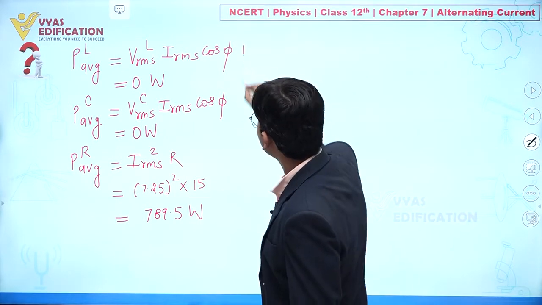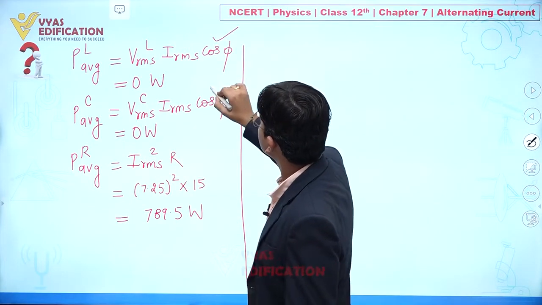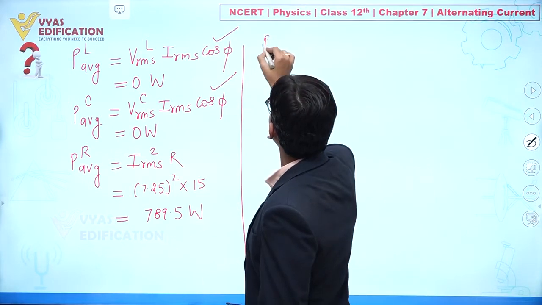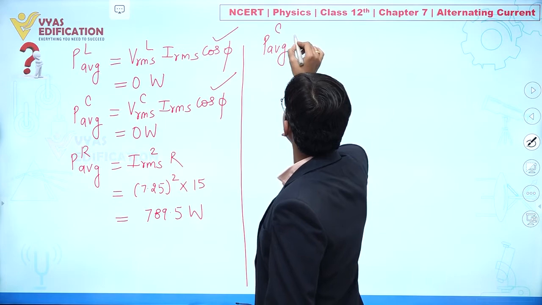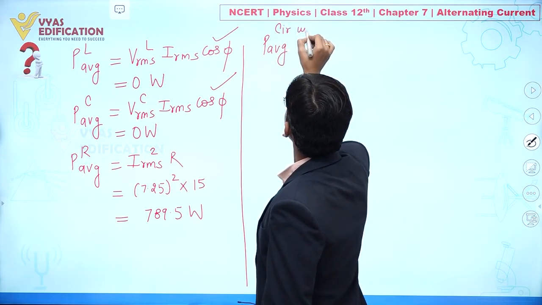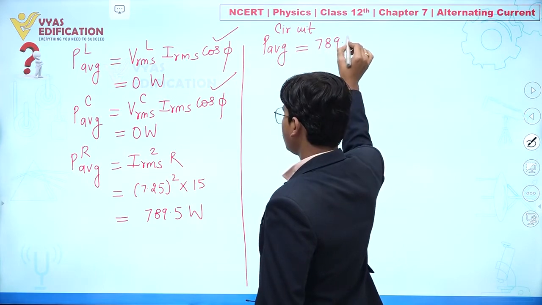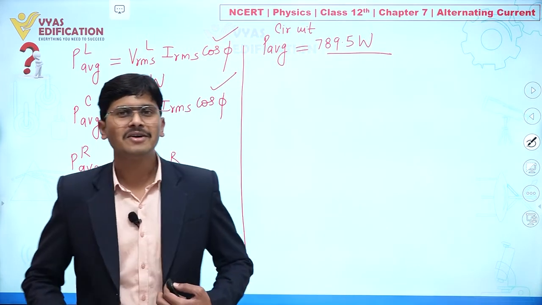Now if I talk about the average power of this circuit, definitely the average power corresponding to the inductor and capacitor is 0. So the average power of this circuit is also given by 789.5 watt. Clear to everyone? So this is all about this question.